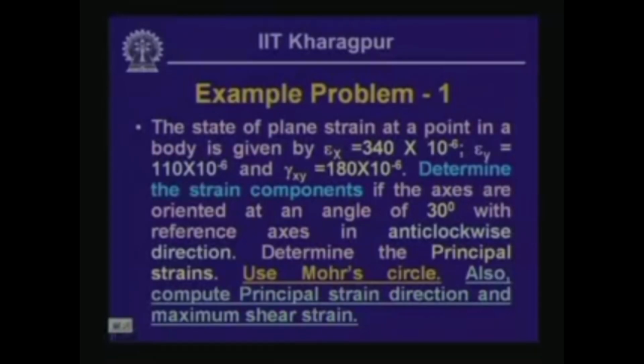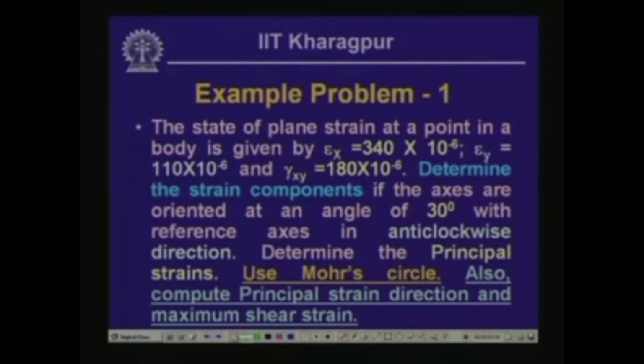Last time I had solved one example, and I had given this example to solve using the Mohr circle of strain. Now, the value of epsilon x is given as this, epsilon y is this, and gamma xy as this. What you need to do is compute the values of the principal strains and their directions, and also the maximum shearing strain, based on these data using the Mohr circle of strain, and we will have to find the strains in a direction oriented at 30 degrees anticlockwise with reference to the x axis.